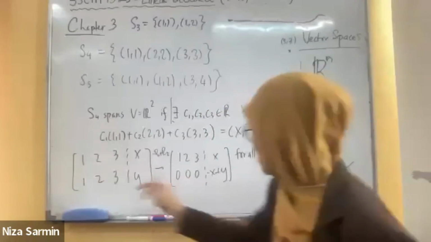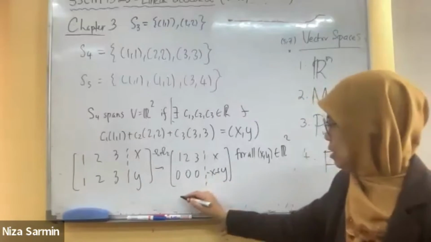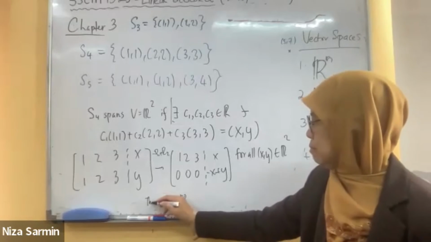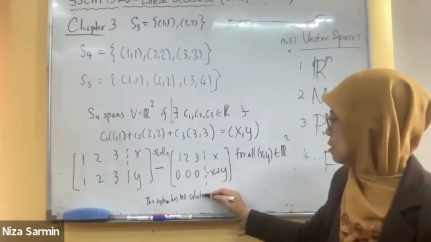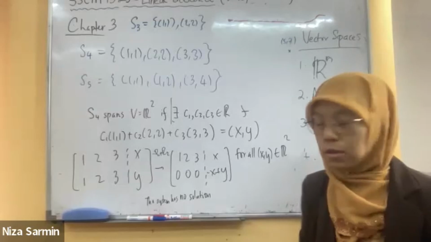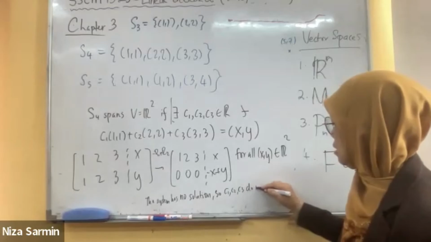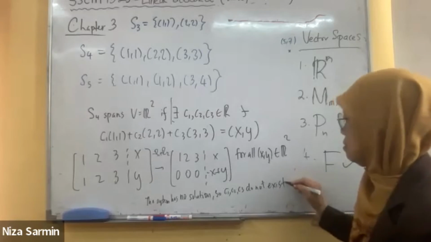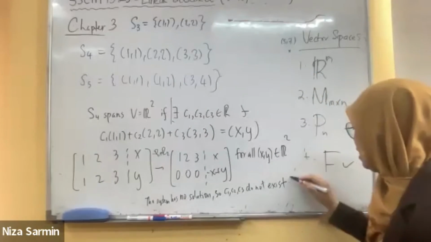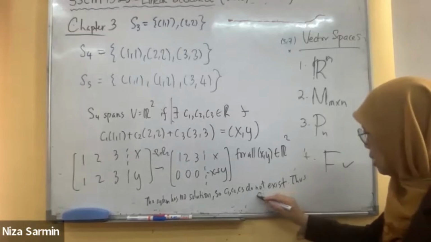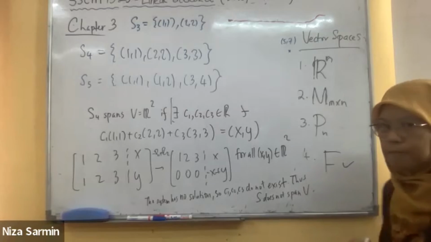So this says there is no solution, right? The system has no solution. So C1, C2, C3 do not exist, because this is what we want to see, right? Thus, S does not span V.